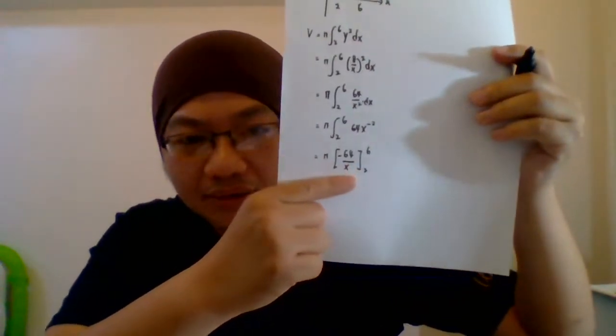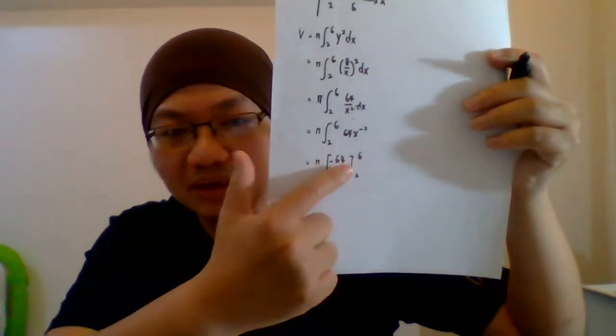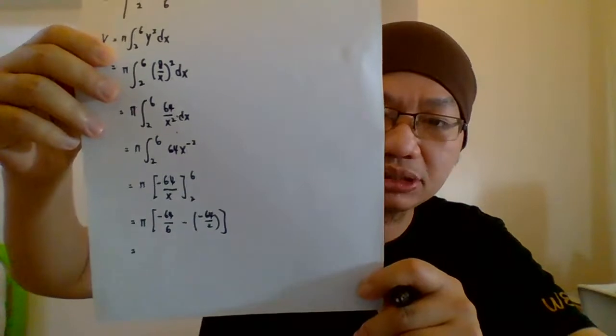Okay, so now we already integrated this equation. Now substitute the limit 2 and 6 here. So what is the final answer? Okay, someone calculate for me. Okay, substitute the 6 and 2 into the equation, and what is the final answer? Please, you may use your calculator to double check the answer.